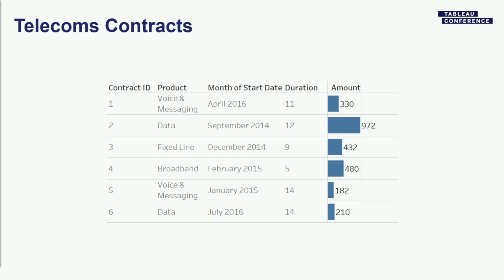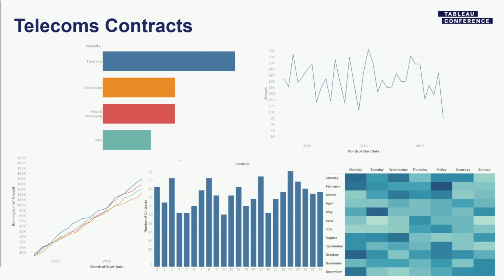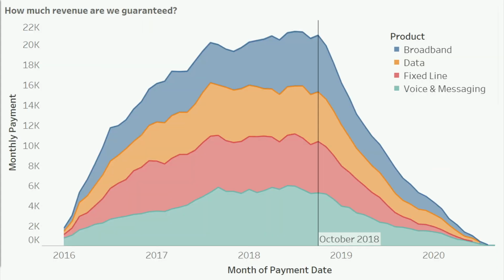Now this data is stored in a way that makes it pretty easy to do some simple analysis, like this. How many of each product did we sell? How many contracts were signed this month? And how long on average do contracts last? But we want to bring out the big guns.